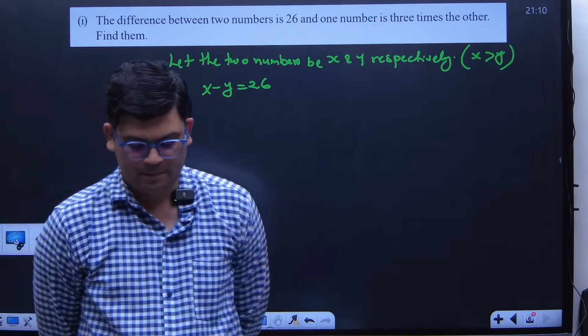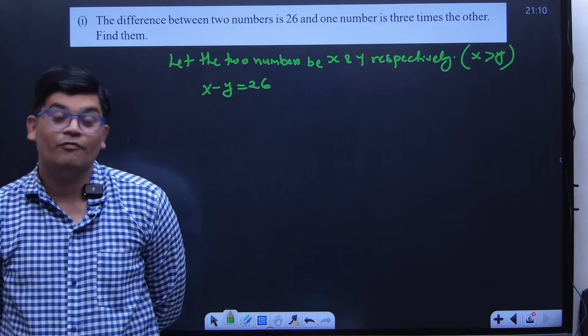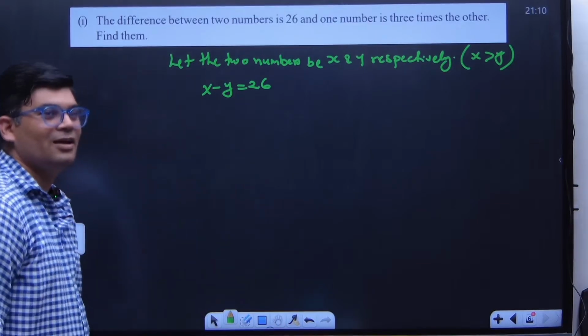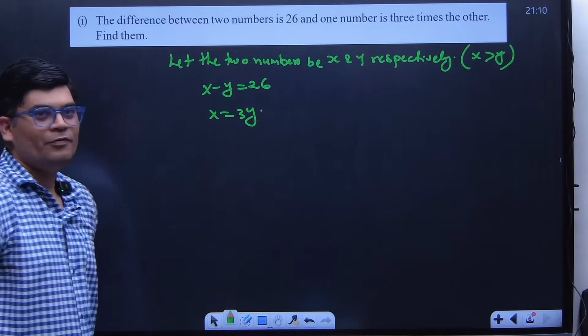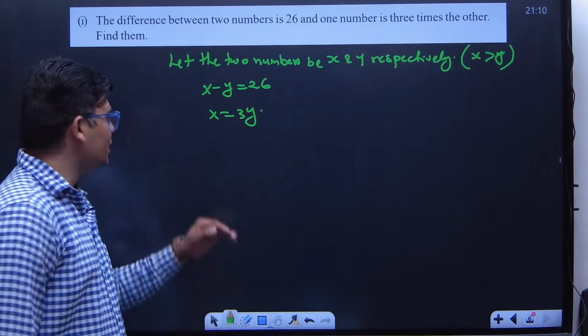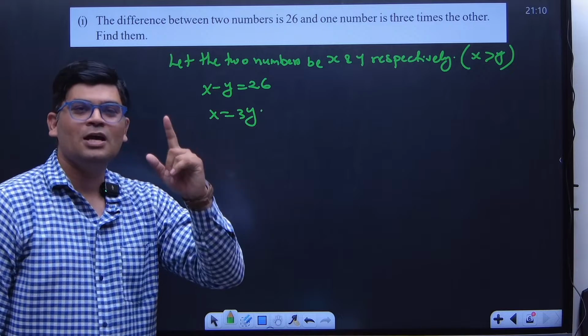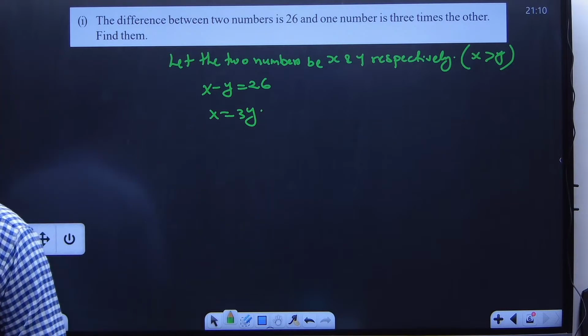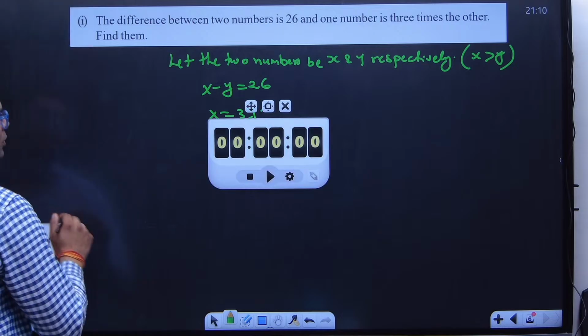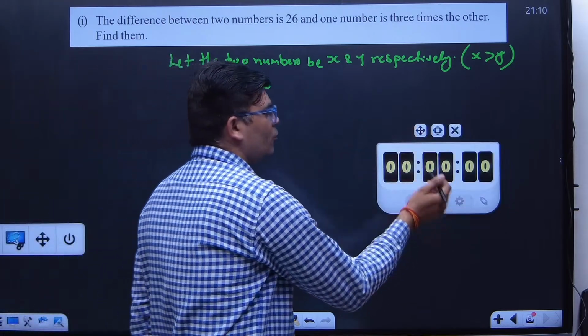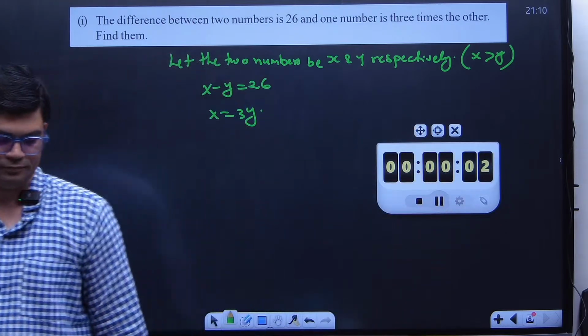One number is 3 times the other. So x is 3 times y. Very good. So x is how many times? 3 times y. So we can substitute the value of x from the second equation into the first equation. I want you to do this question now. Take your time. I am going to put on the timer. Not more than 2 minutes, you have to find the value of both x and y.